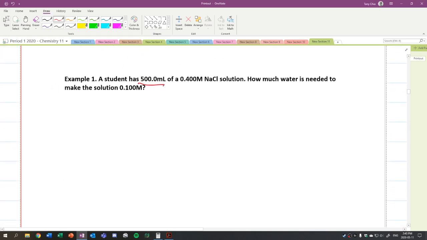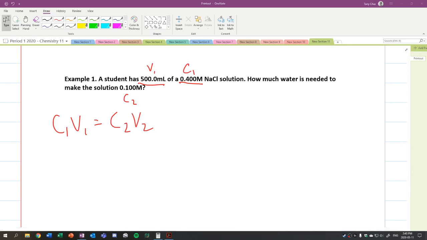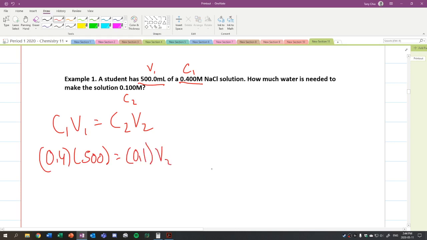A student has a 500 milliliter sample of 0.400 molarity NaCl solution. How much water is needed to make the solution become 0.100 molarity? Well, in this case, this is your V1, this is your C1, and this is your C2. So C1V1 is equal to C2V2. So C1 is 0.4 molarity, V1 is 500 milliliters, is equal to 0.1 molarity times V2.